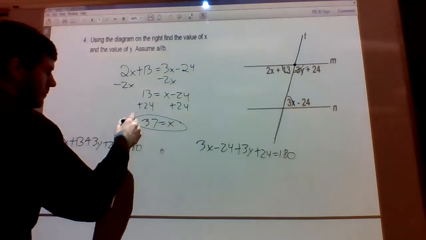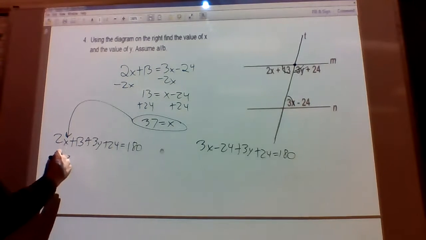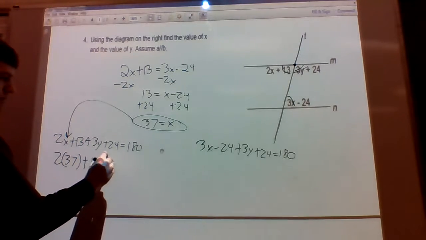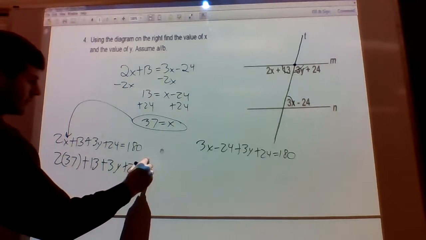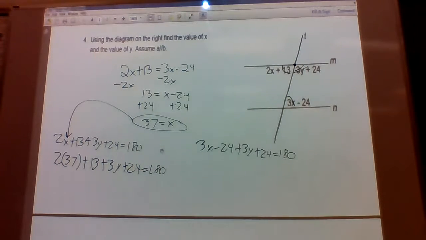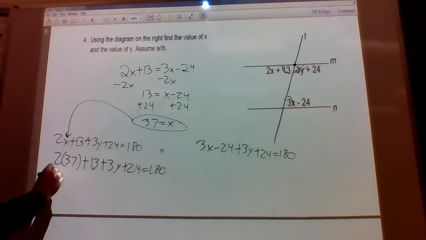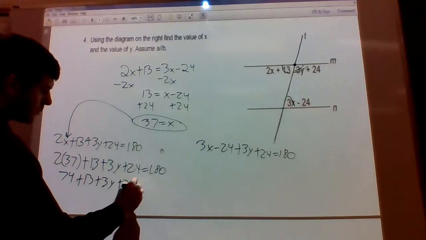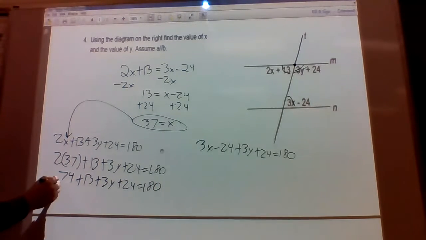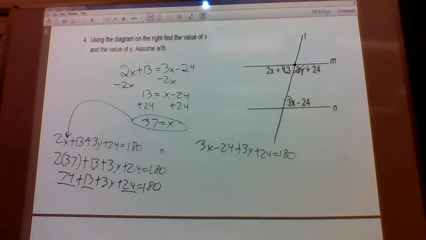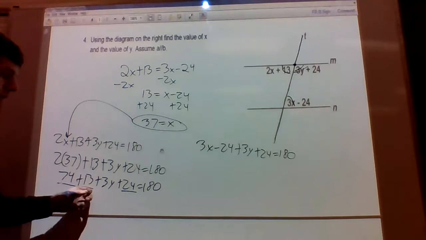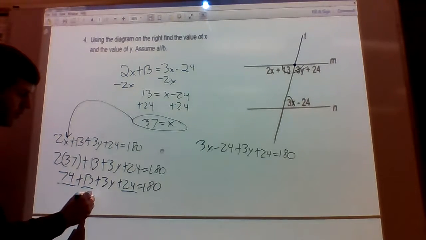We substitute in the 37. So 2 times 37 plus 13 plus 3y plus 24 is 180. 2 times 37 is 74. So we have 74 plus 13 plus 3y plus 24 is 180. Okay, 74, 13, and 24. So this is going to give us 111.